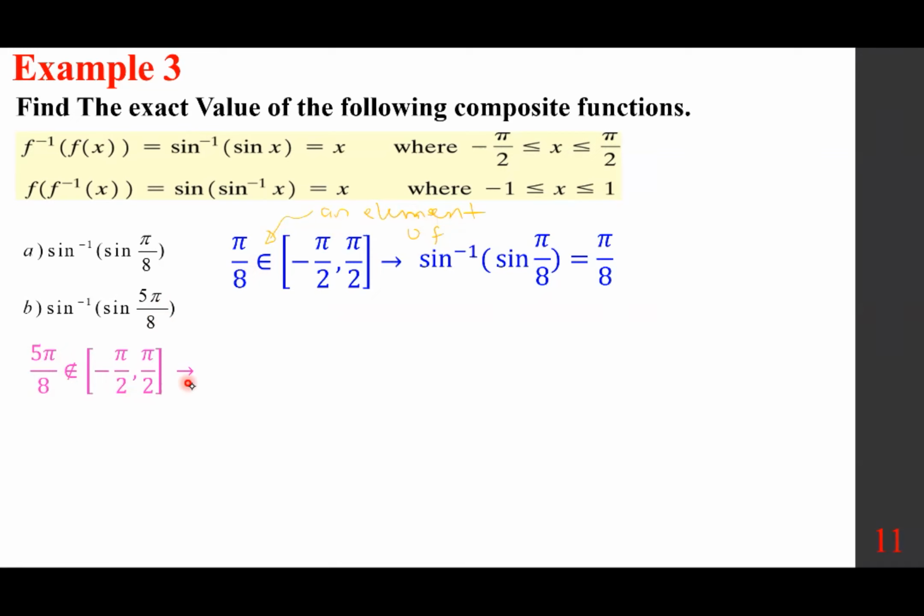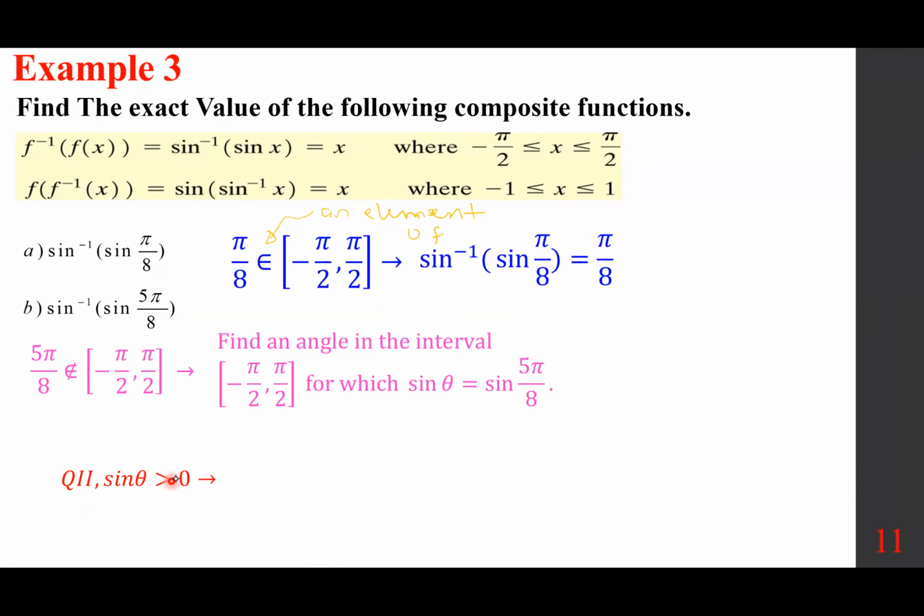So how do you deal with that? In that case, we have to look for an angle whose sine value is the same as 5 pi over 8, and it is within the domain of minus pi over 2 to pi over 2. So we have to find an angle in this interval for which sine is equal to sine of 5 pi over 8. Now, 5 pi over 8 puts us in the second quadrant, in which case sine is positive. So when we look at this restriction, sine is positive in the first quadrant, and it becomes really the reference arc, which is simply 3 pi over 8.